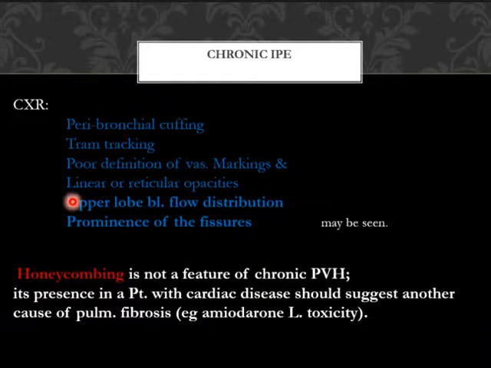In the chest X-ray, we see signs of increased pulmonary venous pressure or pulmonary venous hypertension. We see peribronchial cuffing, tram tracking, poor definition of vascular markings, some reticulonodular opacity, upper lobe venous diversion, and prominence of the fissures. All these signs may be seen in chronic interstitial pulmonary edema on chest X-ray. But honeycombing is not a feature of chronic pulmonary venous hypertension. And when it is present, we should suspect other signs of pulmonary fibrosis in patients with these diseases like mitral stenosis and left ventricular failure, maybe due to amiodarone lung toxicity.